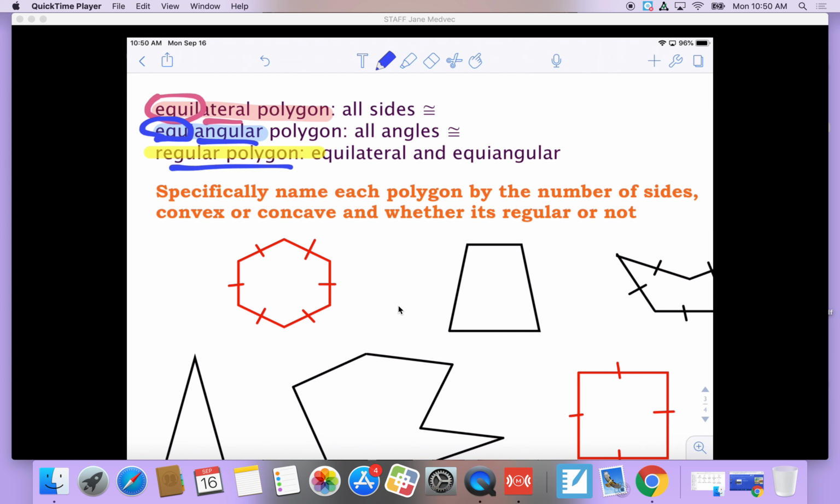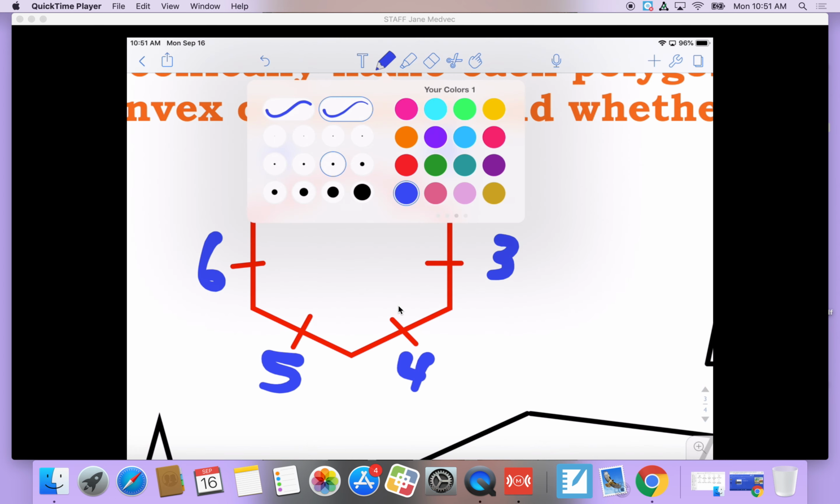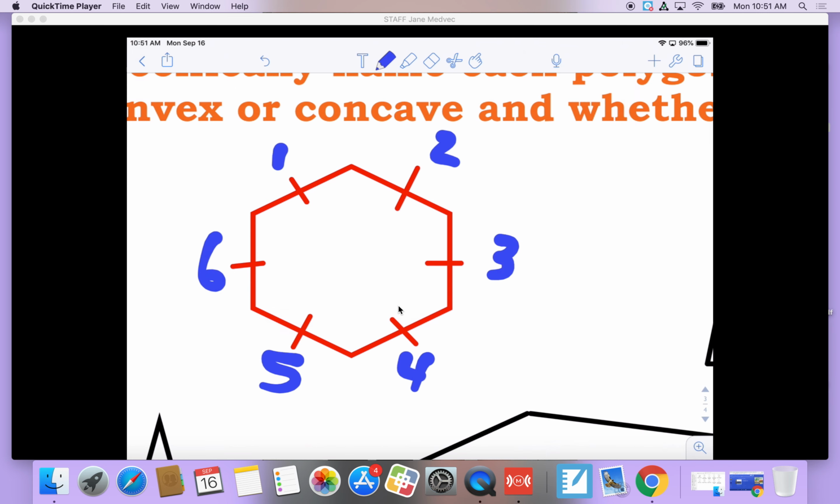So let's take a look at a couple of polygons. It says specifically to name each polygon by the number of sides. Tell me whether it's convex or concave, and tell me whether it's regular or not. We will see this on a test, so just a heads up on it. So let's take a look at this. You're going to notice it has 1, 2, 3, 4, 5, 6 sides. And so we're going to name this figure a hexagon.